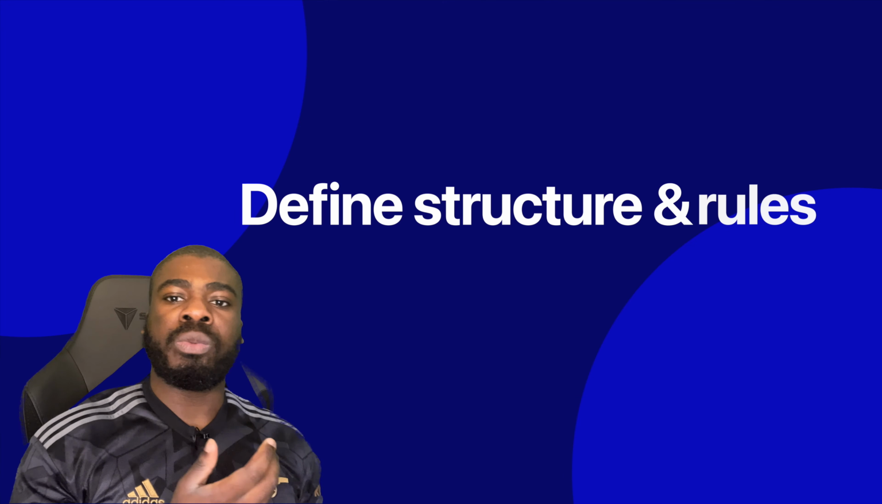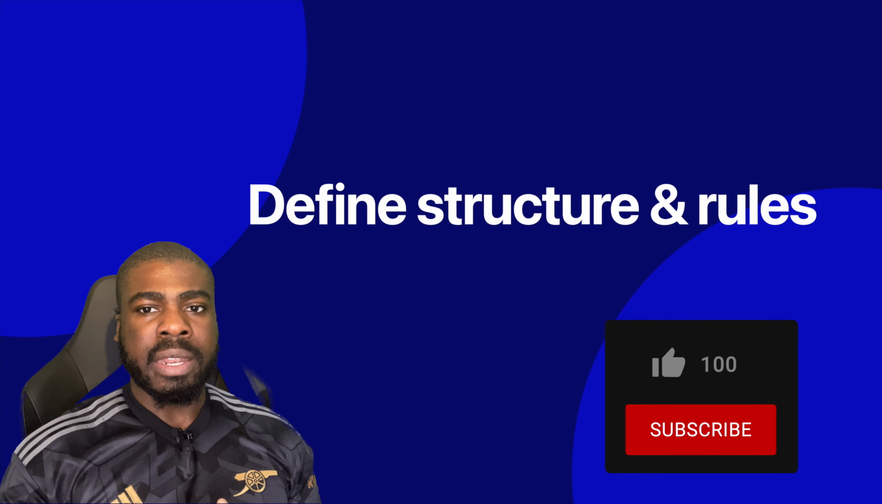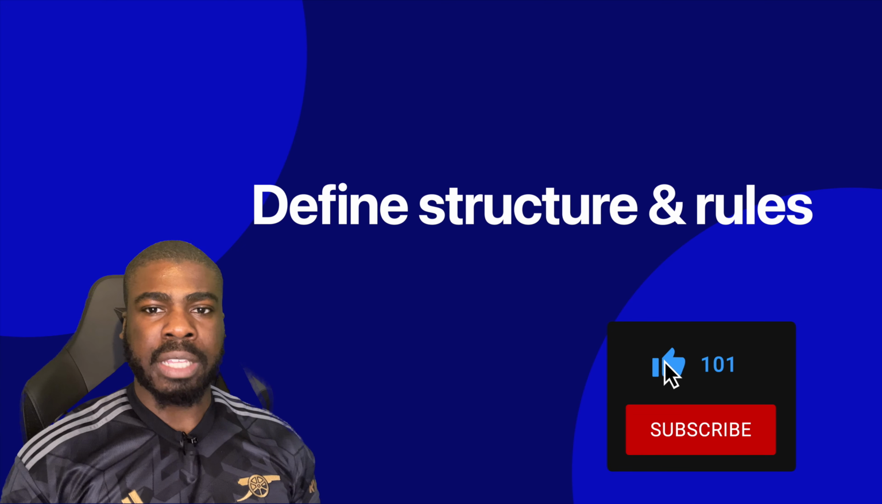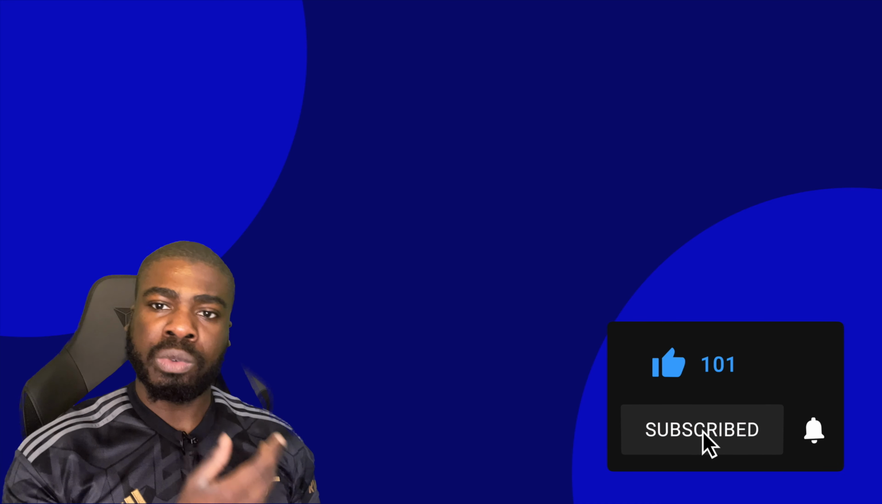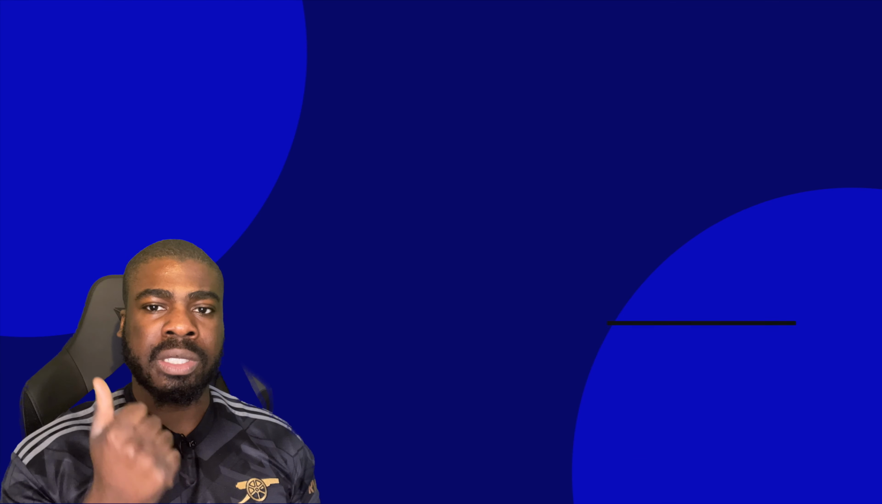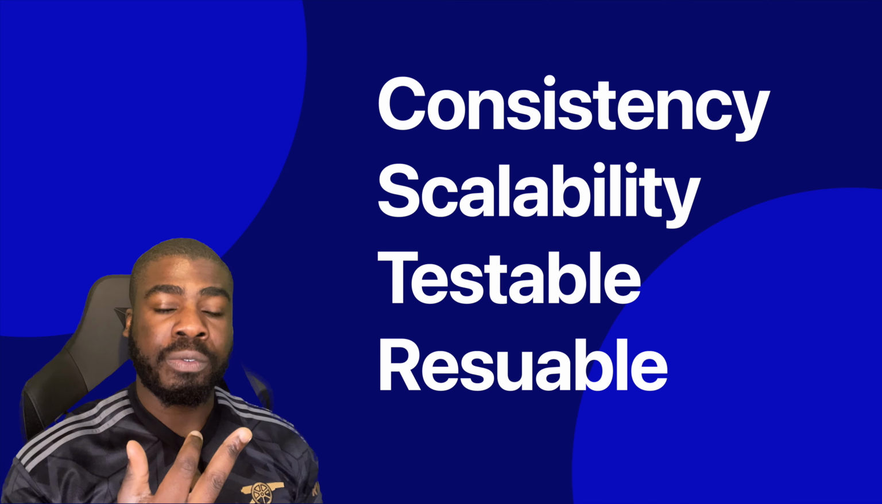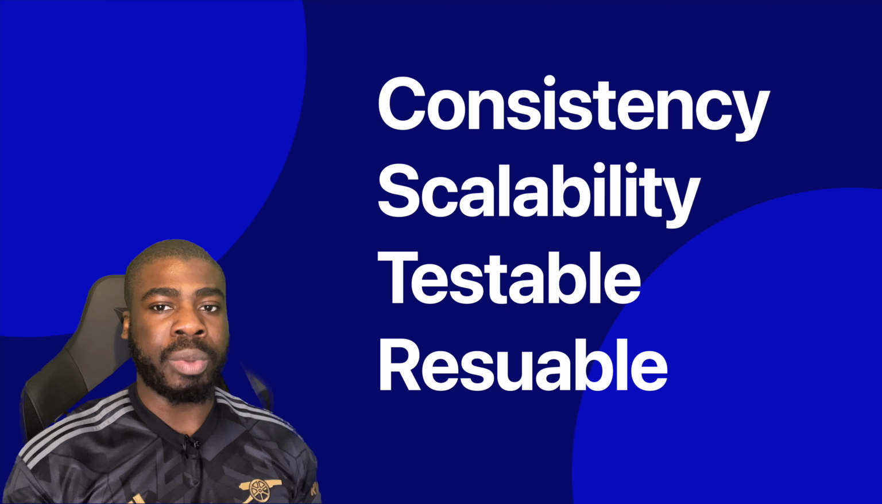Now, you may be wondering to yourself, what is an architecture anyways, right? Well, in layman's terms, it's a way for us to define the structure and rules that our project should follow. Now, there's a whole host of architectures that you could use, each with their own rules and structures, but the main goal of them is to help you form consistency, scalability, testable code, and reusable code within your code base.